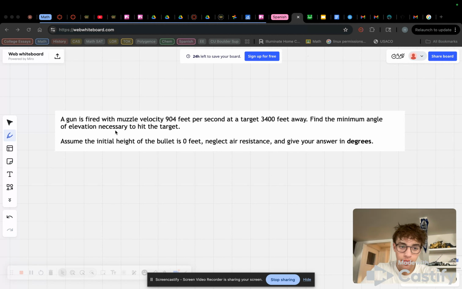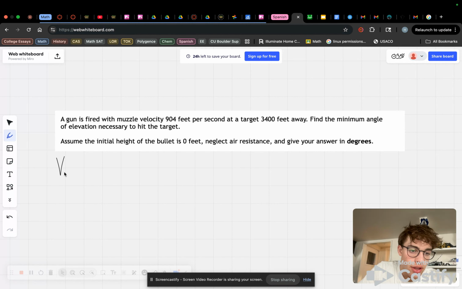All right, so the first step is to write down the givens. Muzzle velocity, that's just the initial velocity. So V0 equals 904 feet per second.